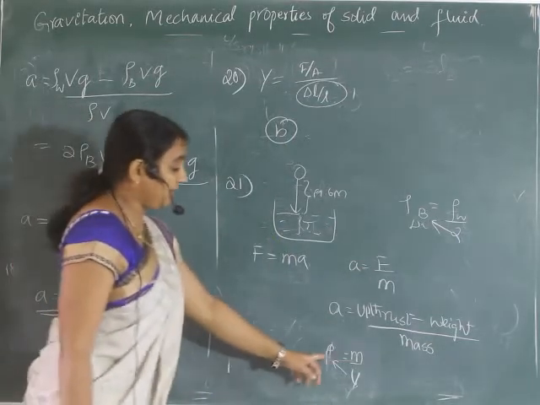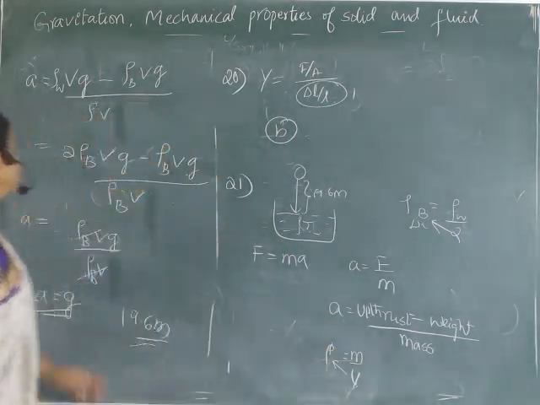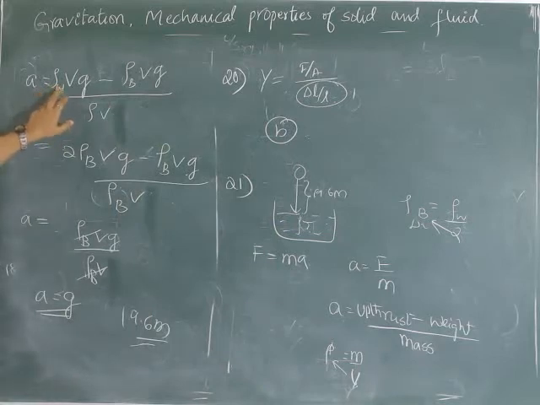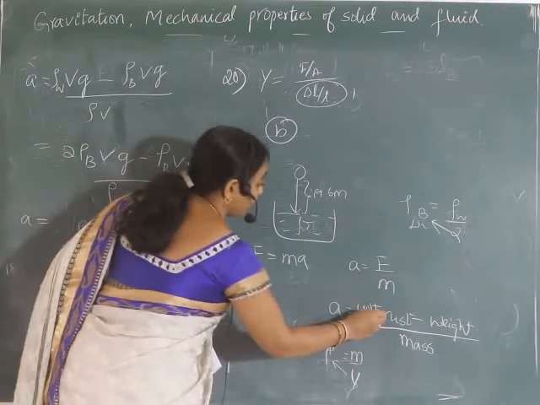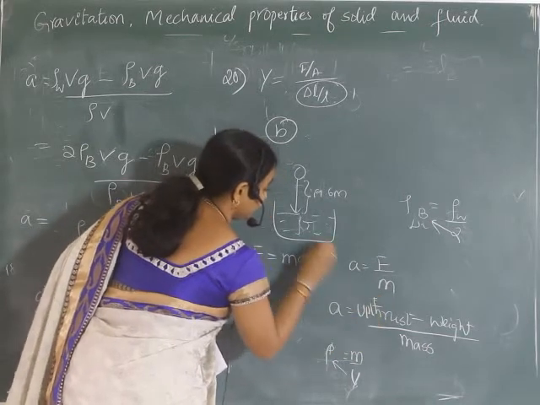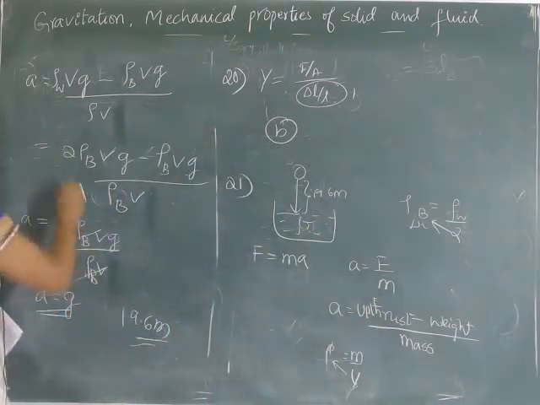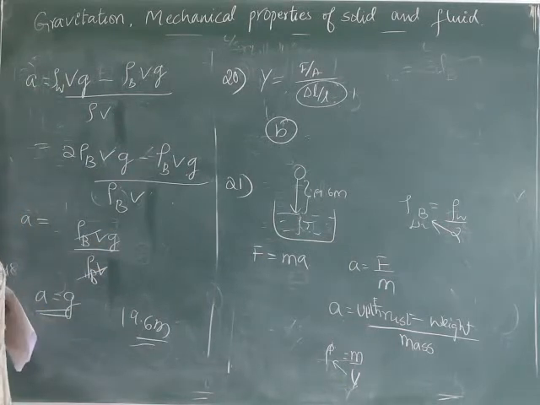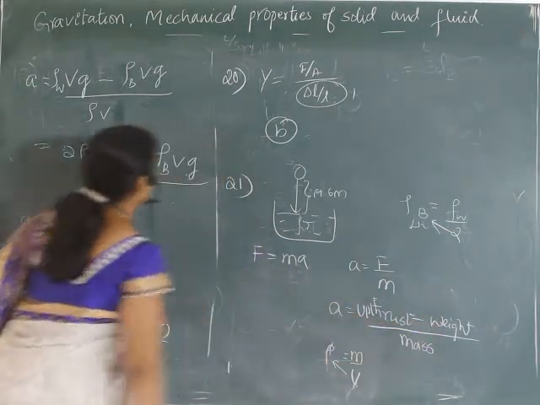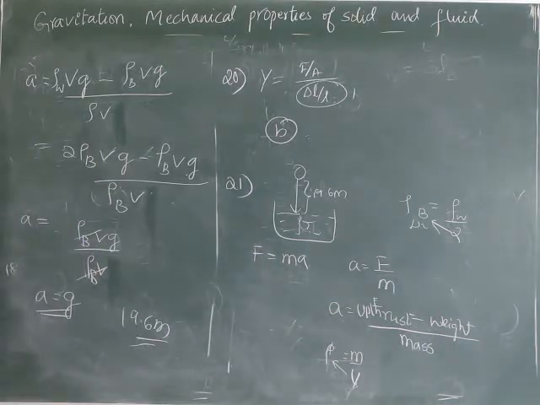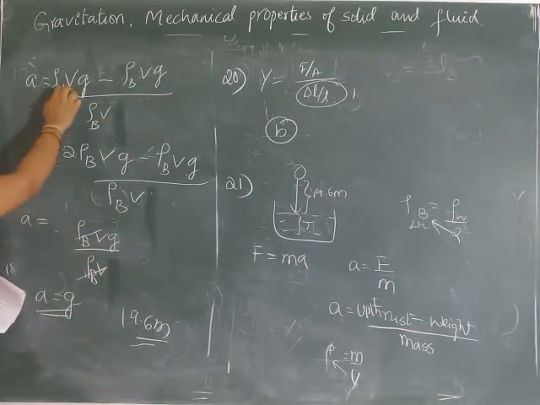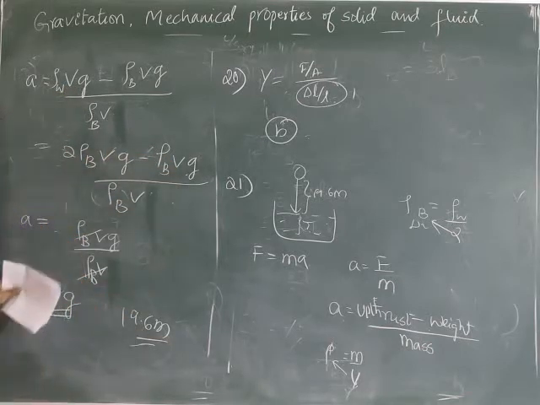So therefore, we know density is equal to mass by volume. In the place of mass, see, upthrust is nothing but force, again a force due to the water. So rho W Vg minus the weight of the ball, so rho B V into g, divided by rho B V. The volume which touches the water, the same volume we will calculate. So V is same. 2 minus 1 is 1. So rho B V gets cancelled. a is equal to g.